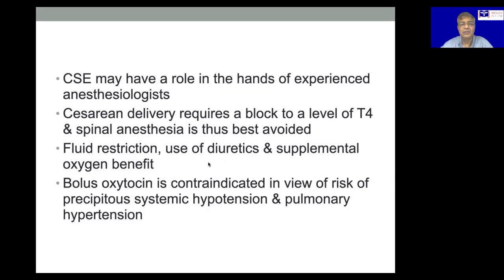should be given to these patients. Bolus doses of oxytocin are contraindicated in view of the precipitous systemic hypotension it can cause and pulmonary hypertension which can be there. We may give small doses, or maybe an infusion of oxytocin if required.